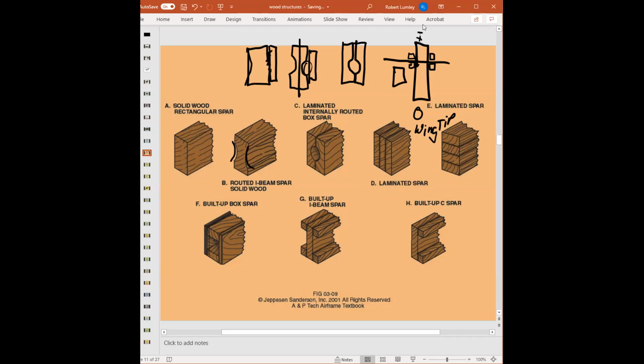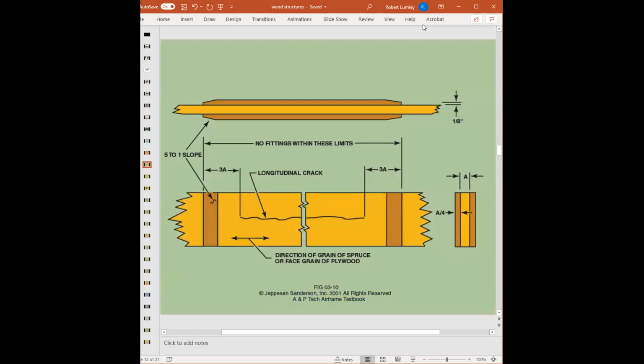D is just laminated spar, and you can see how the grain is going all in the same direction. F is a built up box spar. We could have an I-beam that's built up and so on. All right. Now, a lot of these, it's pretty straightforward and not a lot of information. So just to be honest, we're almost done.